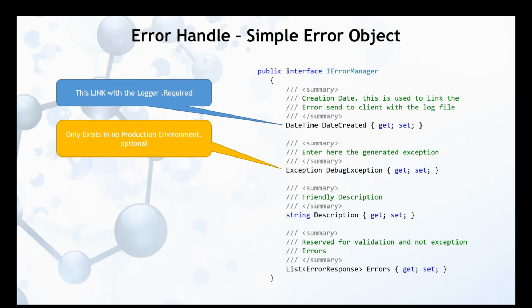Second, is to store the exception generated in the case of a 500 error. This field should only be filled in development mode and never in production. Then the field is optional.